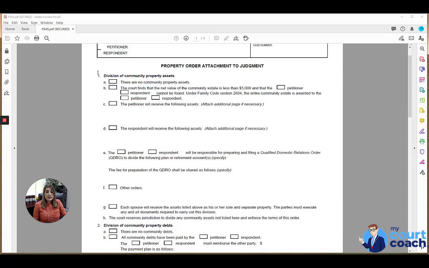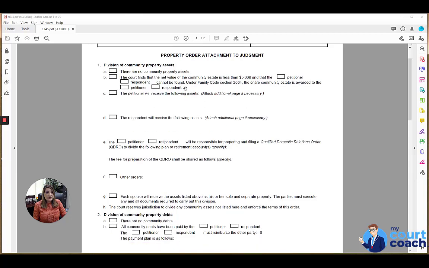So the first line addresses the division of community property assets. If there are no community property assets, and again, those are assets that are acquired during the marriage, then you would mark the box that says 1A. If you do happen to have a hearing or trial and the court finds that the net value of the community estate is less than $5,000 and the other party cannot be found and thereby awards the entire estate to you, then you can mark box 1B and identify the box that correctly marks the other party that can't be found and who the entire estate is being awarded to.